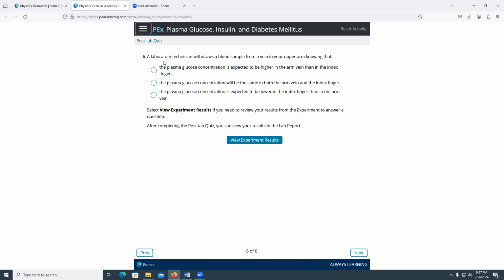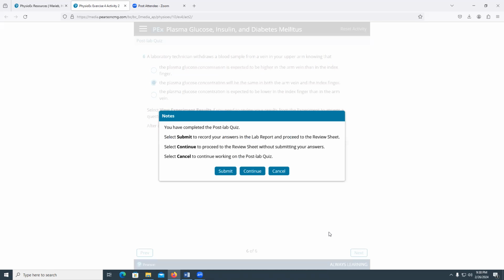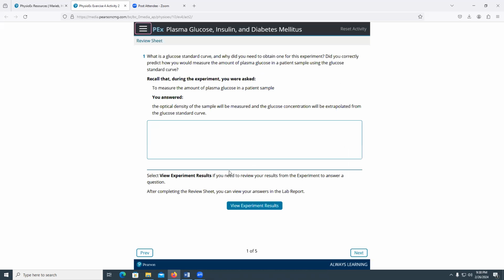A laboratory technician withdraws a blood sample from a vein in your upper arm, knowing that the plasma glucose concentration is expected to be higher in the arm vein than the index finger. No, it's relatively similar. The plasma glucose concentration will be the same in both. Yeah, we'll do that. Then you have completed the post-lab quiz. We press submit. So now let's answer these very important questions in the review sheet.